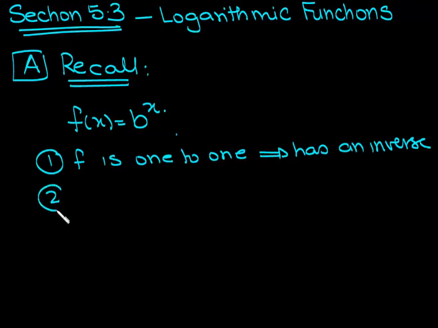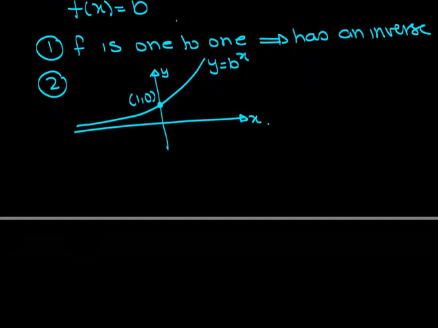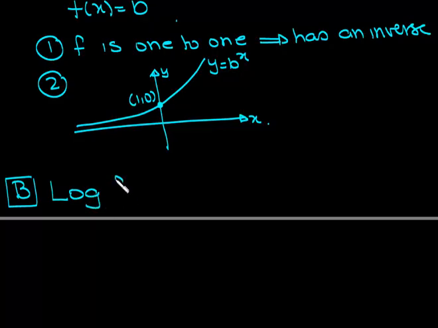And two, we know the graph of the exponential function. It looks something like this. We have y is equal to b to the x. This point is always 1, 0. These are the two things we learned in the last section. So let's use these to study this section, the log function. Instead of writing logarithmic function, I'm just going to say log function.